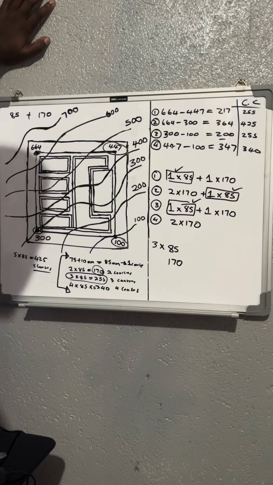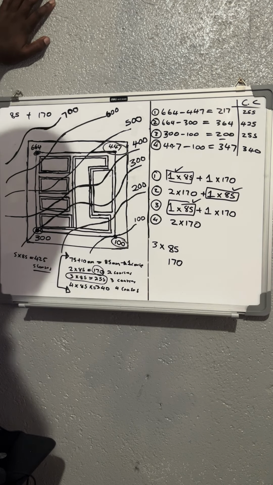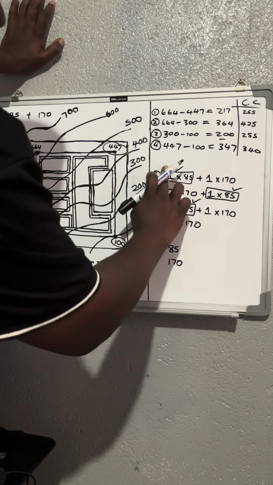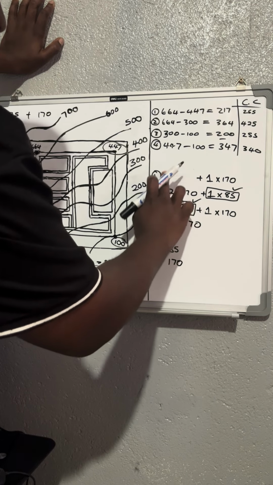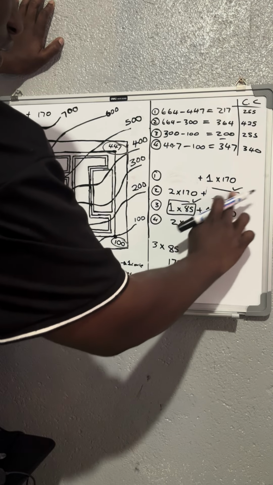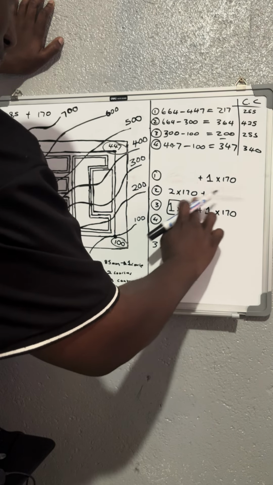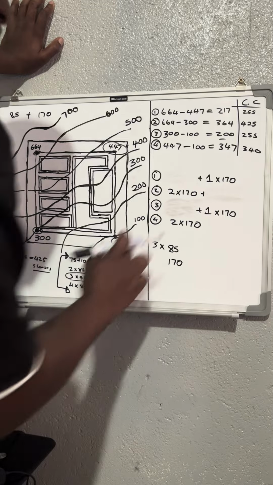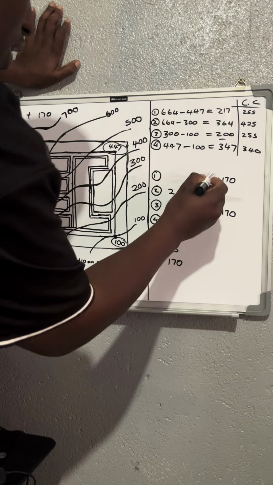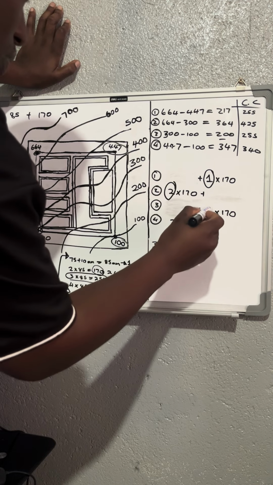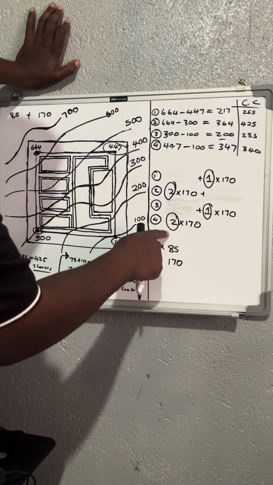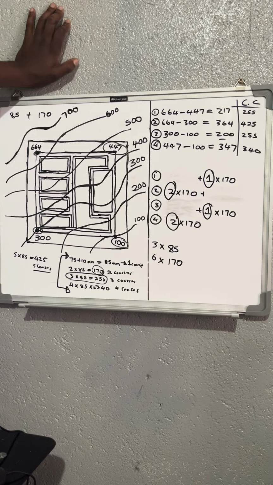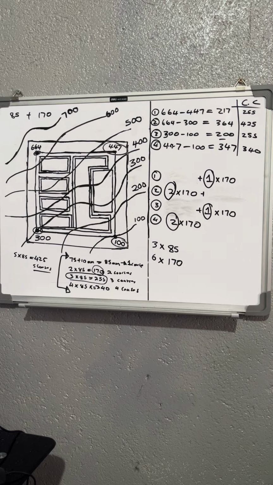Then the one for 170, how many are we going to have? So let me just erase this one so that we're only left with the one for 170, and you can be able to see them. So if I erase this one, what do I have? I have 1 plus 2 plus 1 plus 2. 2 plus 1, 3, 4, 5, 6. So it means now you have 6 times your 170.